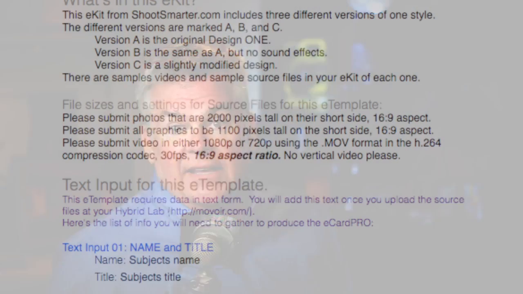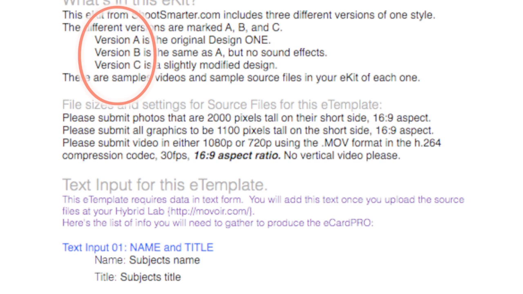What do those source files look like? What does that video look like? What's that photo look like? Great. First thing, let's go to the spec sheet and we'll learn about what the details are. Let's take a look. On the top of page 2 on the spec sheet, it says, well, here's version A and it's design 1, right? Version B is the same without sound effects. And version C is slightly modified.